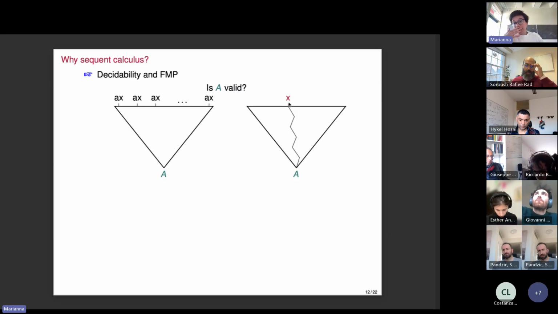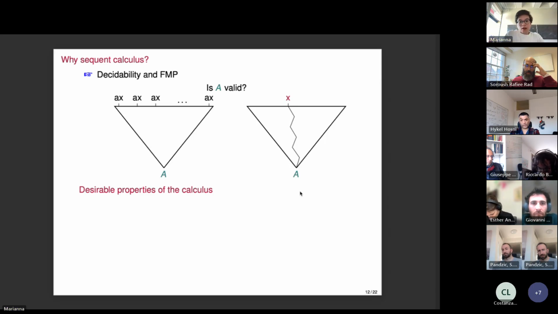And usually the nice thing is that if proof search fails, you might want to extract a counter model from the proof search itself, from one branch of the proof search. So you can use sequent calculus to implement decision algorithms for the logic. And for this, you want to have some desirable properties of your sequent calculus.